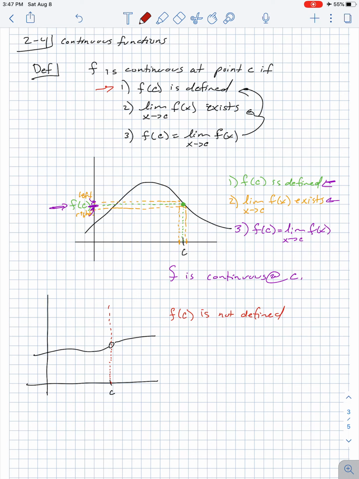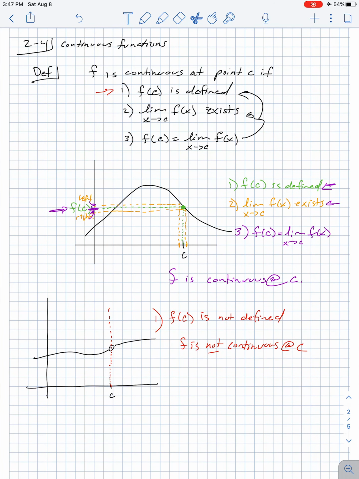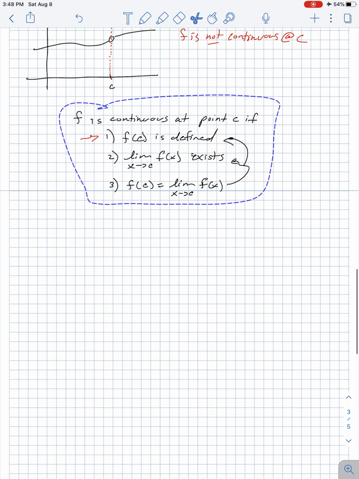So this is an example of f of C not being defined. And so we would say that f is not continuous at C because it fails the first standard of f of C being defined. Okay, so that's what number one is, making sure that there aren't holes in your graph. That's what's happening. Okay, let's look at number two. I'm going to shift this definition down so we can see it while we're looking at the other two.